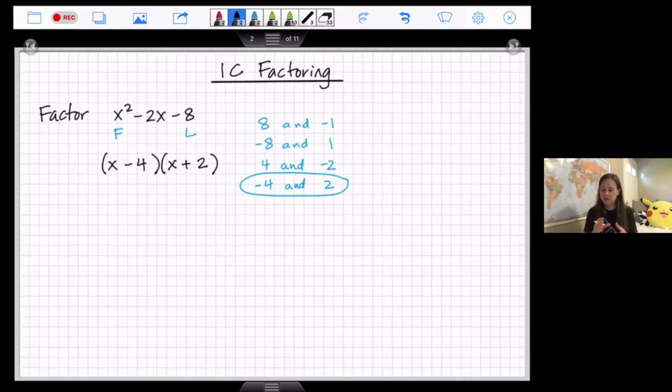When I do the O and the I, the outer and the inner, they combine to give me negative 2x, right? So that's our factorization. If you learned some other method to factor quadratics and you can get to the same answer as me, that's fine. I don't care what method you use. There's about 865 of them out there in the world.